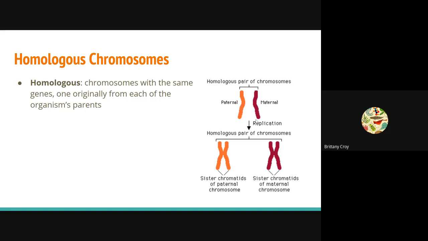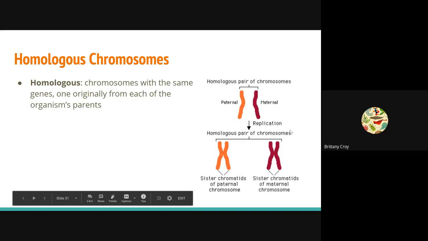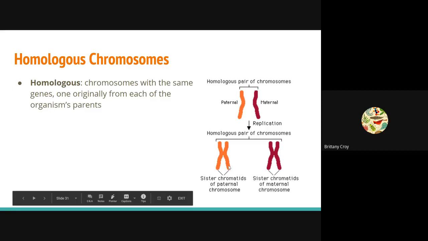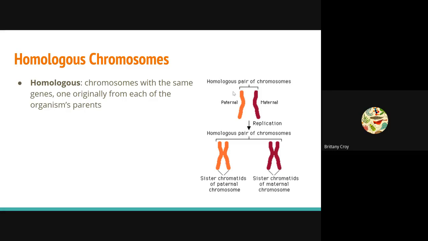Interphase, remember the S phase of interphase is when DNA replicates? That's how they end up looking like X's, how we're more used to seeing them. So this is still a homologous pair of chromosomes, but now it has 1, 2, 3, 4 chromatids. This was a homologous pair of chromosomes with just one chromatid each, or two total.